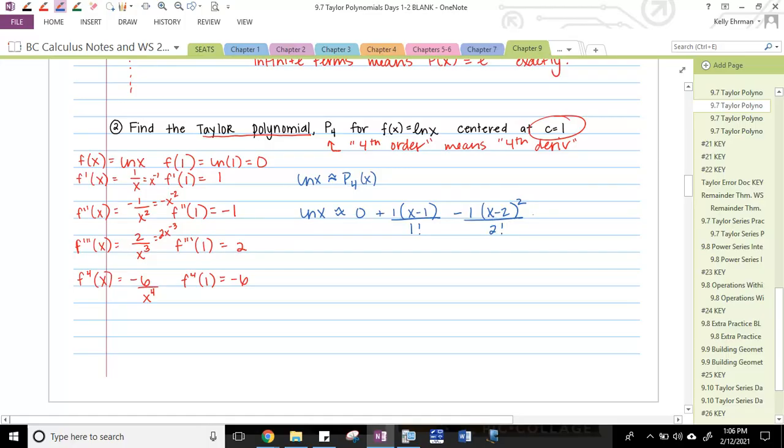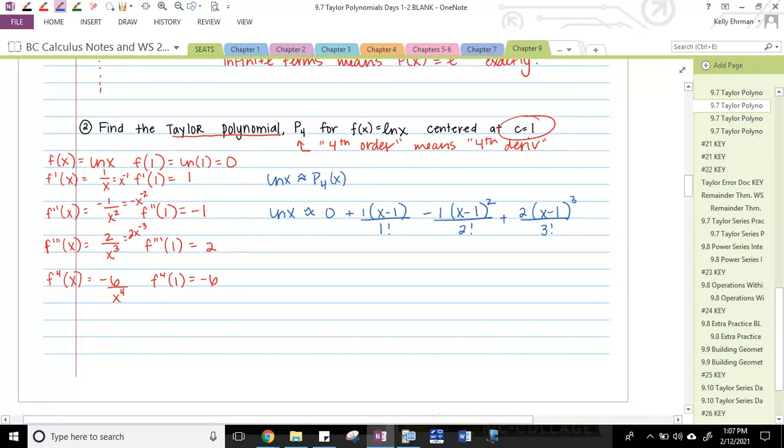The next term has a 2, so plus 2, x minus... No, sorry, not 2. X minus 1 squared for the previous one, x minus 1 cubed for this one, over 3 factorial. And I'm going to squeeze in my last term. It says negative 6. So minus 6 times x minus 1 to the 4th over 4 factorial. And I stop there. I don't write a plus dot dot dot because this is only a 4th order polynomial.